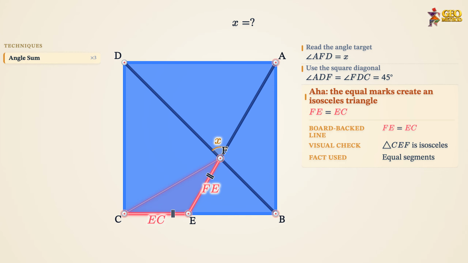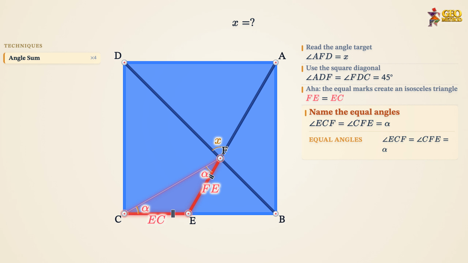Aha! Segment FE equals segment EC turns triangle CEF into an isosceles triangle. That converts the tick marks into a pair of equal base angles, which starts the angle chase. Let the two equal base angles of isosceles triangle CEF be alpha. The graph marks alpha at C and at F.